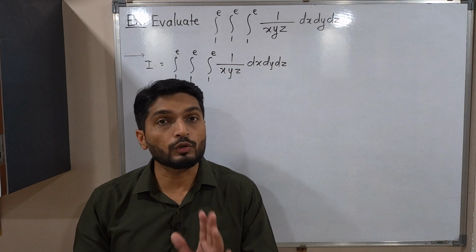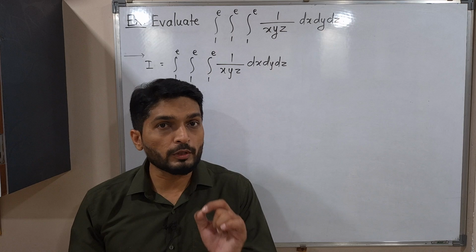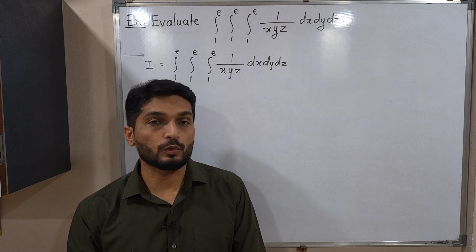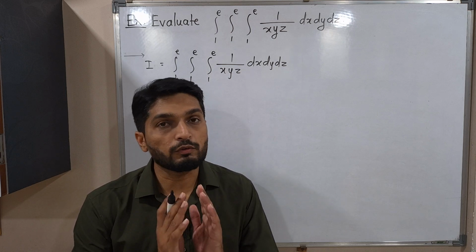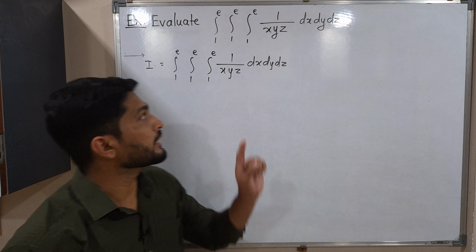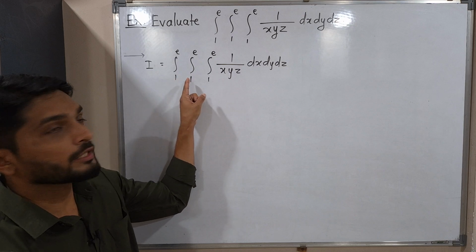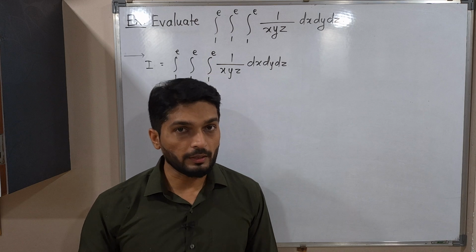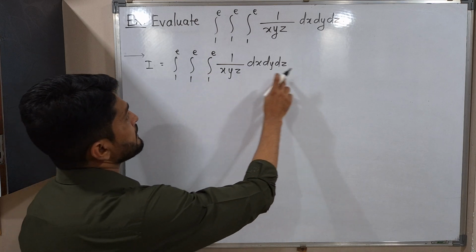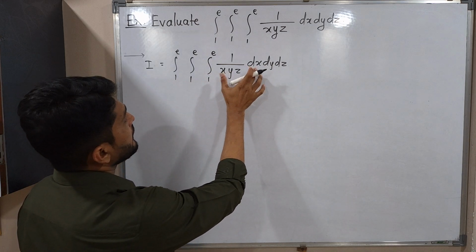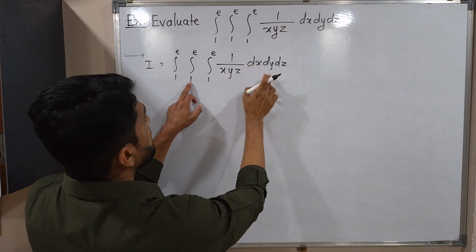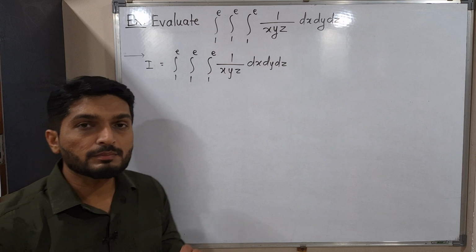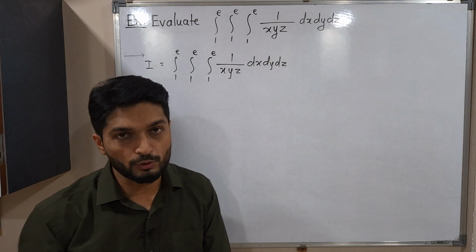But I will follow the procedure, which is applicable for each and every example of triple integration. First, we solve the inner integration, then the middle integration, and then the outer integration. Three variables are there, three integrations are there. The inner integration is with respect to x, the middle integration is with respect to y, and the outer integration is with respect to z. And some simple formulas of integration we will use.